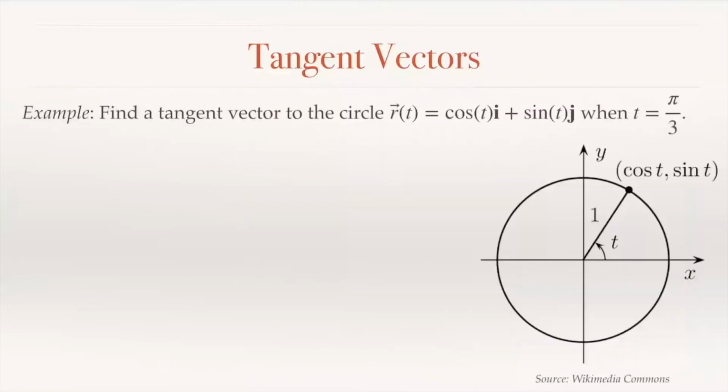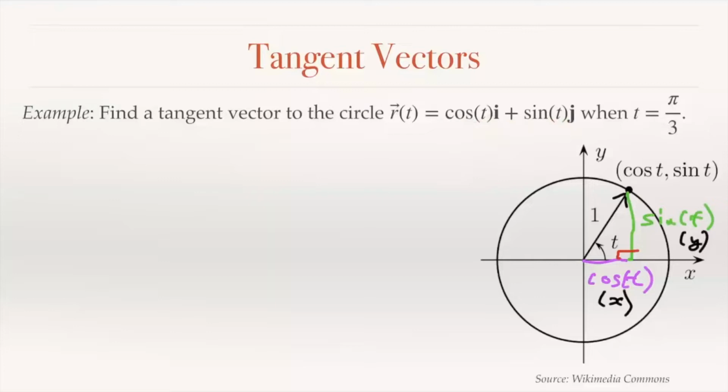So, for example, let's find a tangent vector to the circle, which, as we saw in chapter 14.1, is parameterized by cosine t i plus sine t j. Recall that that came from this picture. That's a right angle, and this side is cosine of t, and this vertical part, the opposite, is sine of t. And those are the x and y components respectively, hence our standard parameterization of the unit circle.